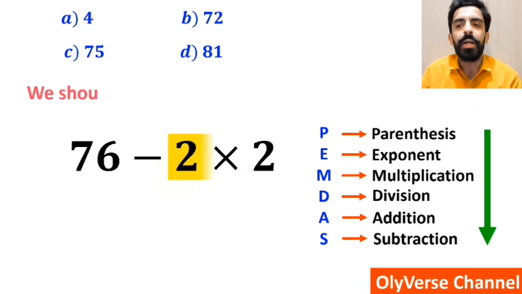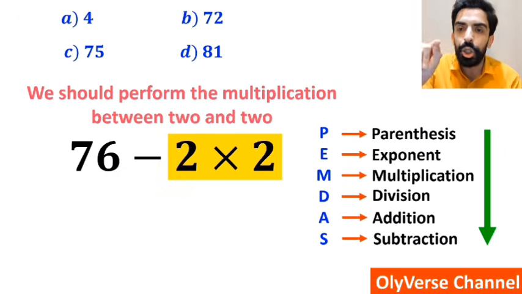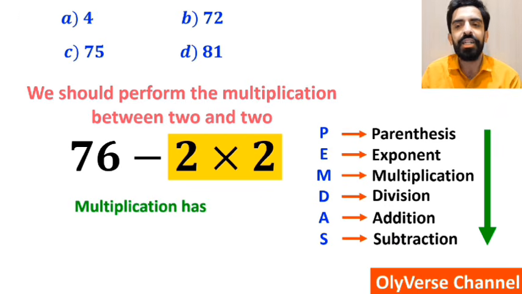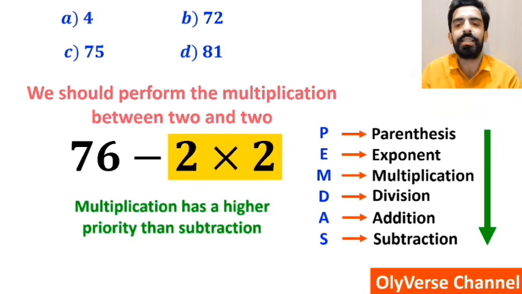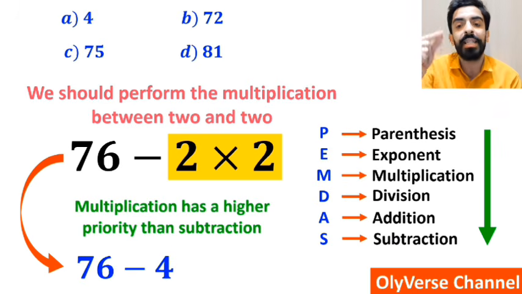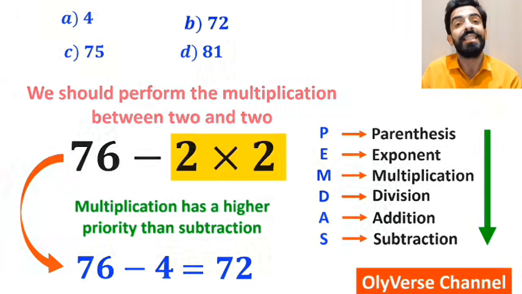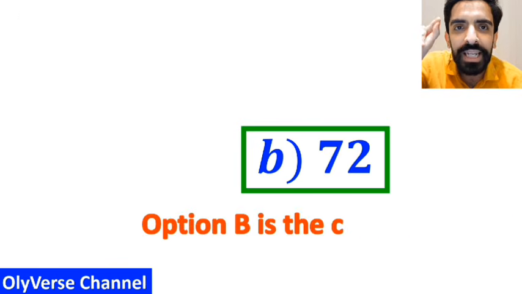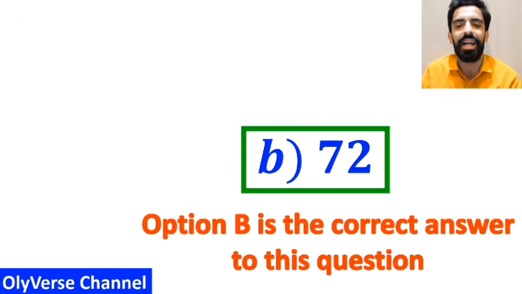And the final step, we should perform the multiplication between 2 and 2 because multiplication has a higher priority than subtraction. So, this expression simplifies to 76 minus 4. And finally, we get the answer 72. That's great. Option B is the correct answer to this question.